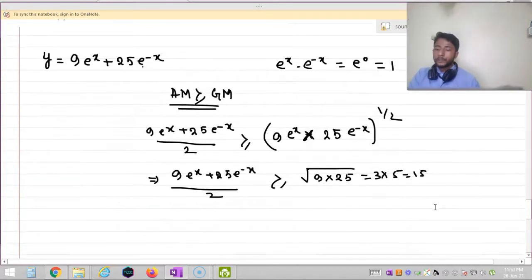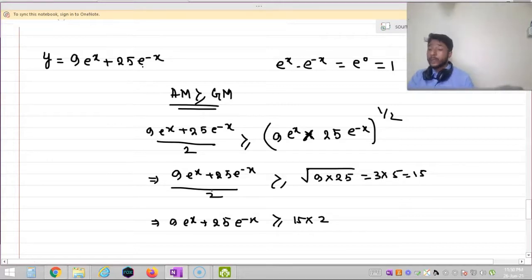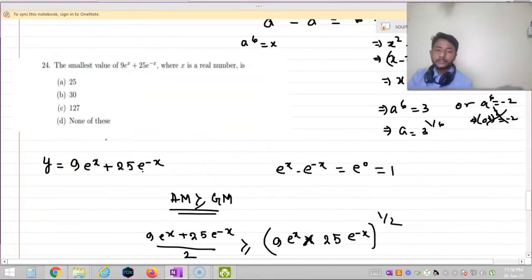So we can say that 9 e to the power x plus 25 e to the power minus x is greater than or equal to 15 into 2, multiplying both sides by 2, as 2 is positive, the inequality remains as it is. So this is 30. So 9 e to the power x plus 25 e to the power minus x is greater than or equal to 30 for all x. Let us see the options. So option B is our correct option.